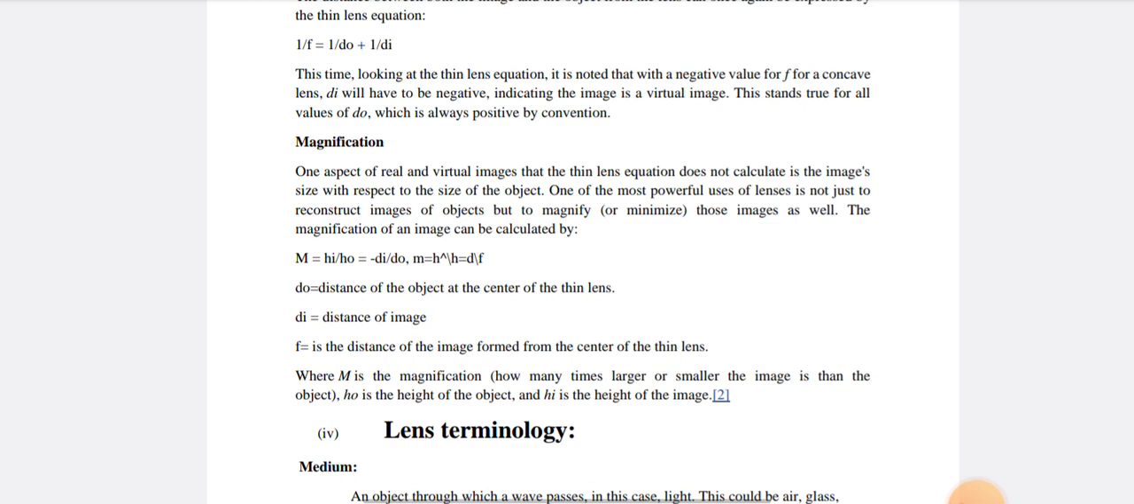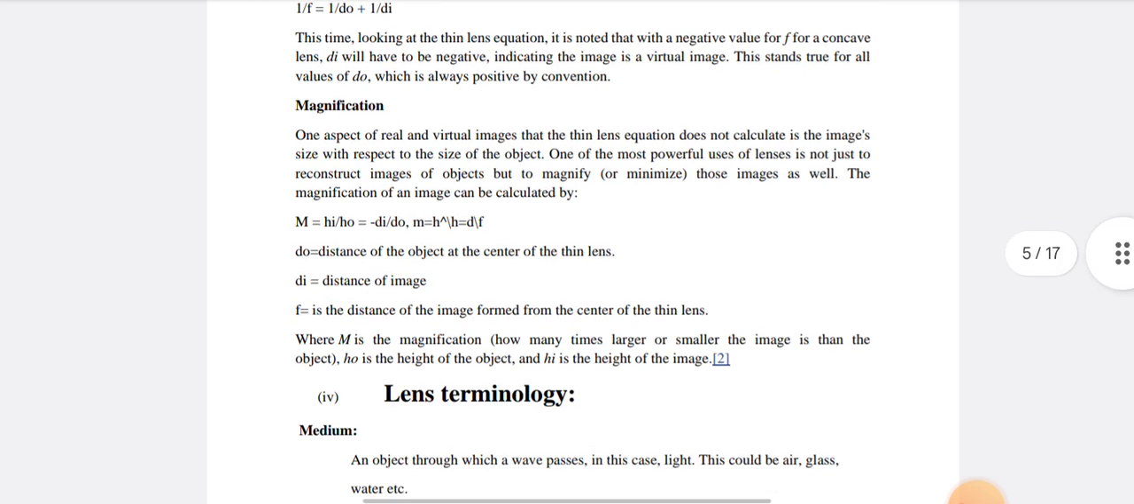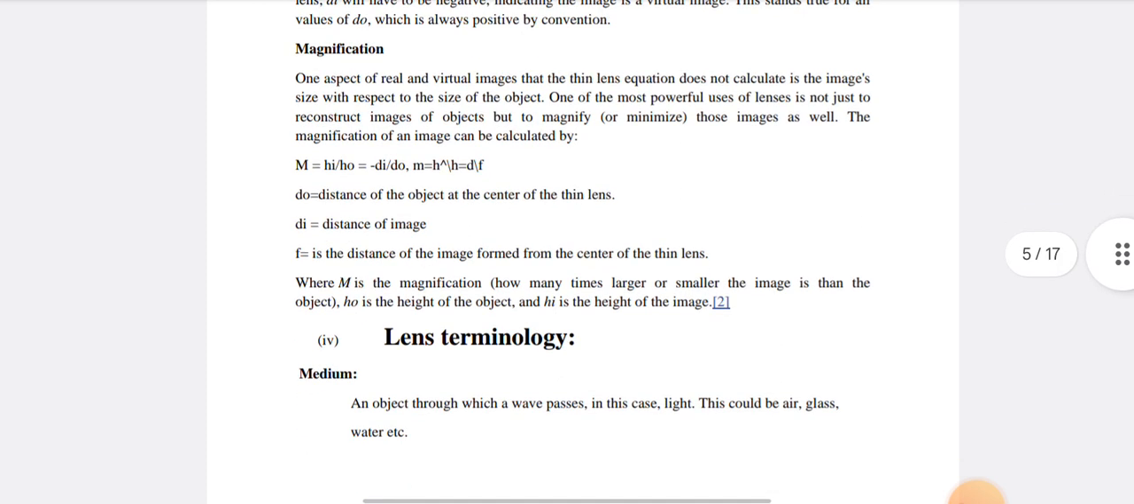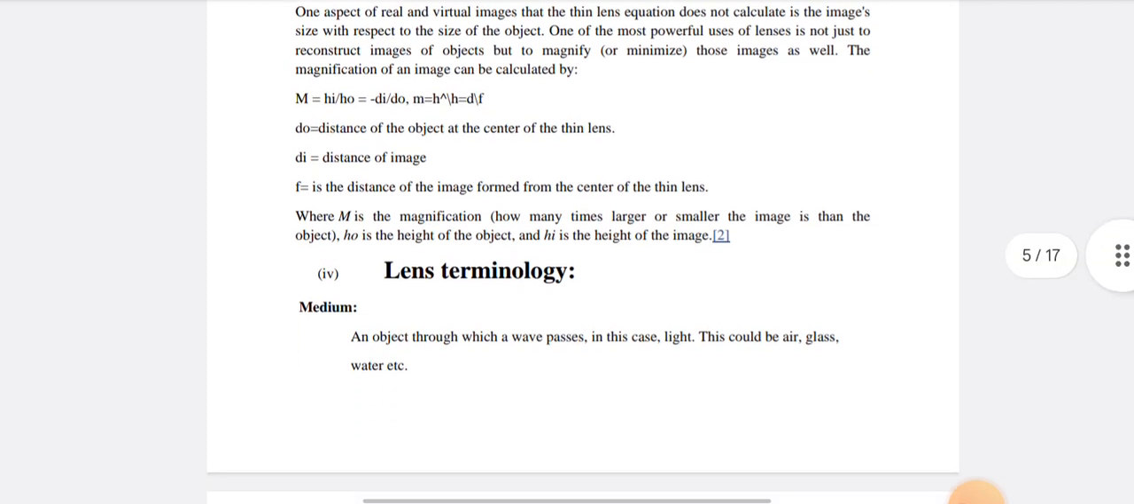do is the distance of the object at the center of the thin lens. di is the distance of the image. f is the distance of the image formed from the center of the thin lens, where m is the magnification, ho is the height of the object and hi is the height of the image.